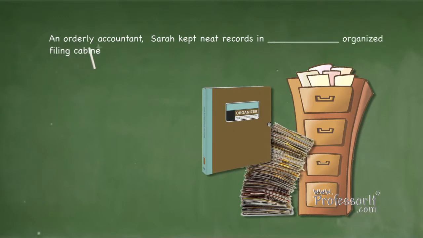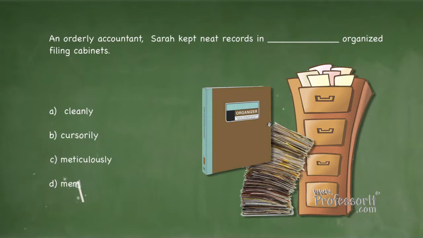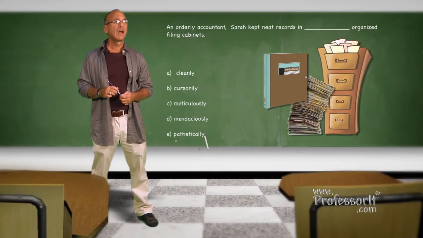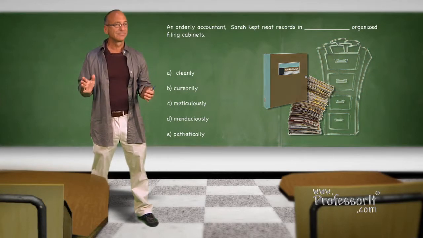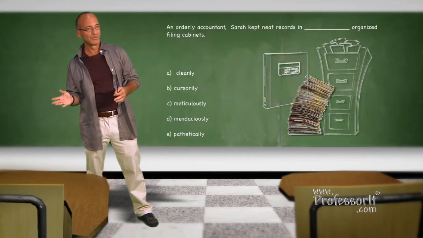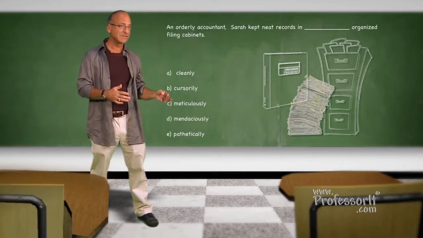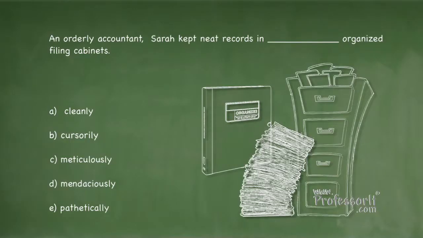Let's look at the 5 answer choices. A, cleanly. B, cursorily. C, meticulously. D, mendaciously. E, pathetically. Ouch. Just when we thought the right answer would be obvious, well, actually it is obvious for the people in the room with good vocabulary. But for the rest of us, well, suddenly the question is looking a little bit more difficult, isn't it? We know we can rule out the negative words, but which are they?